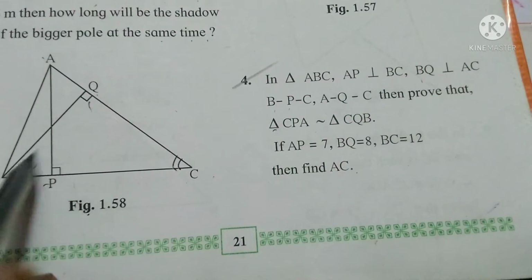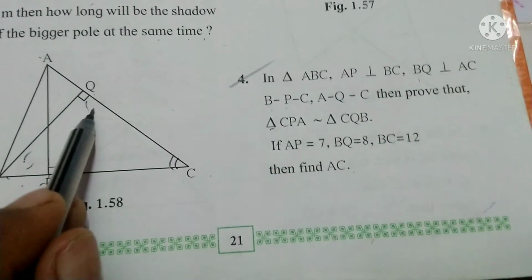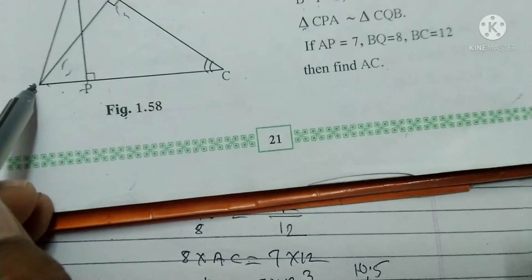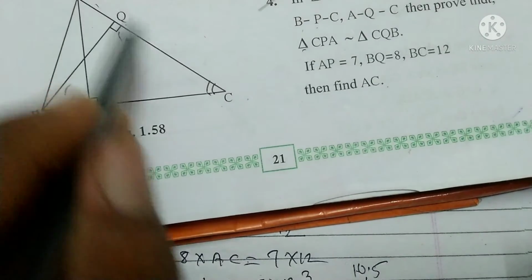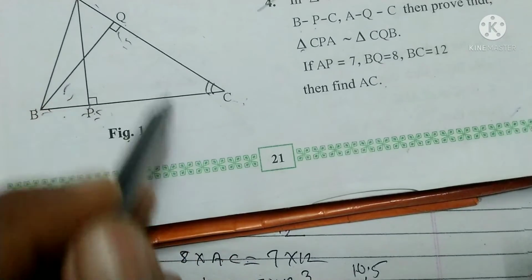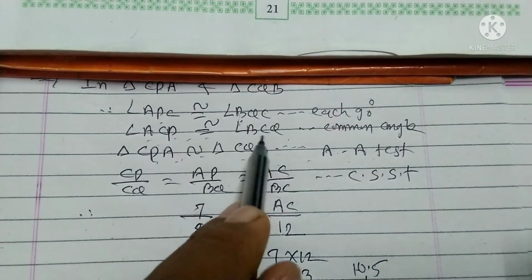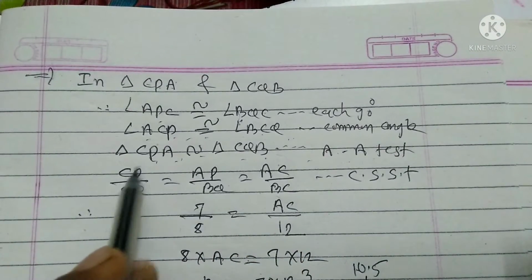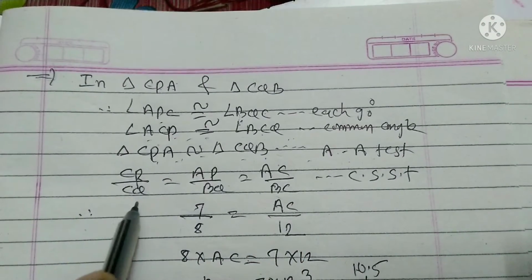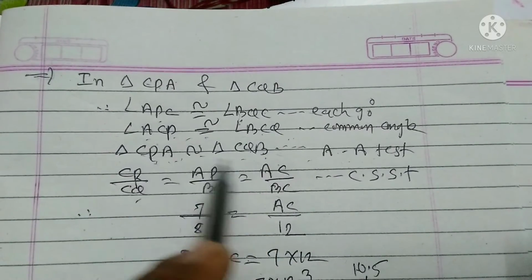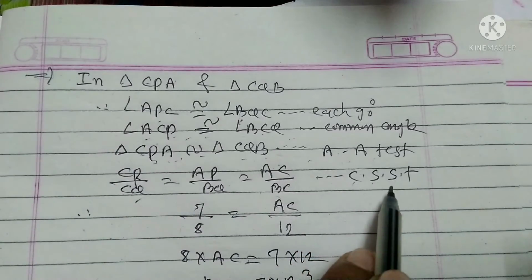In this way, angle BQC and angle APC are 90, and angle ACP and angle QCB, or BCQ, is a common angle. So both triangles are similar by the double A test. So sides are in proportion: CP upon CQ, AP upon BQ, AC upon BC, corresponding sides of similar triangles.